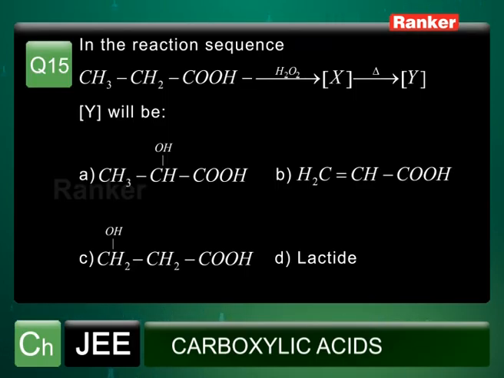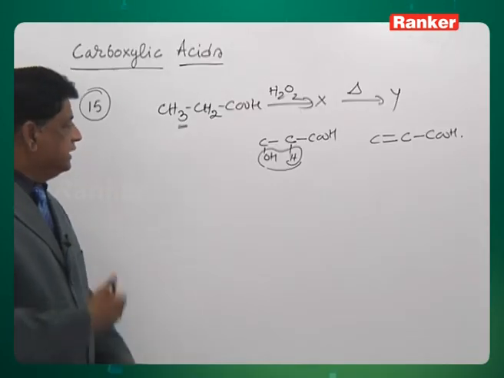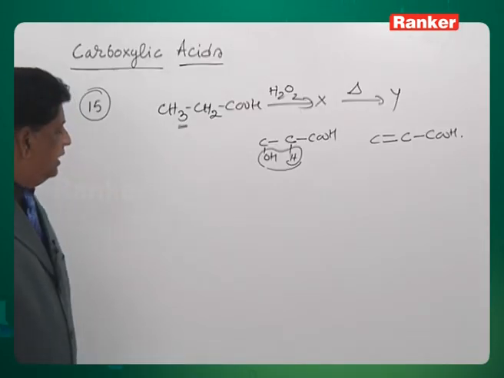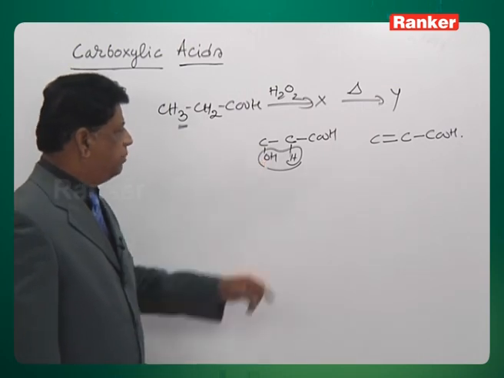Option A is just a hydroxy acid, wrong. Answer B is the unsaturated acid, that is the right answer. Answer C is the beta hydroxy acid, which is actually formed as X. Then D, lactic acid or lactide, is also wrong, because the acid and the alcohol reacting will not take place. If it is gamma onwards, internal esterification takes place and you will get a lactone, but here in this case lactide formation is not possible.